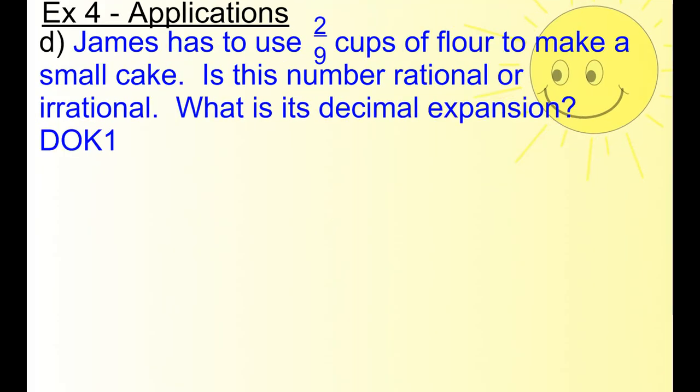Alright, so example D. James has to use 2/9 cups of flour to make a small cake. Is this number rational or irrational? And then what is its decimal expansion? So go ahead and pause the video, try the problem on your own. When you're ready to continue, hit play, and we'll go through it together.